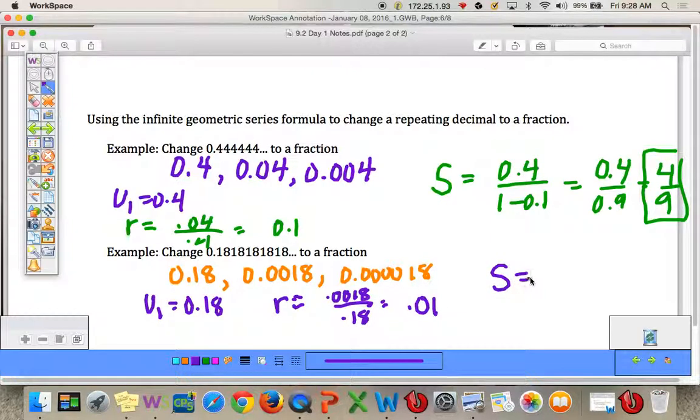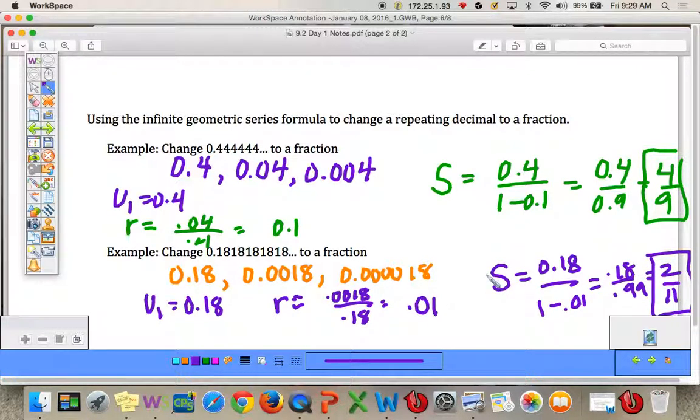To find the sum, we take our first term, divide by 1 minus the ratio. So that's 0.18 divided by 0.99. And we can reduce that fraction to 2 over 11. So again, this becomes 18 over 99, and then divide each by 9, and you get 2 over 11. And try in your calculator. 2 divided by 11 is 0.18 repeating.